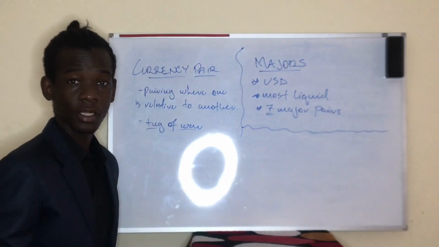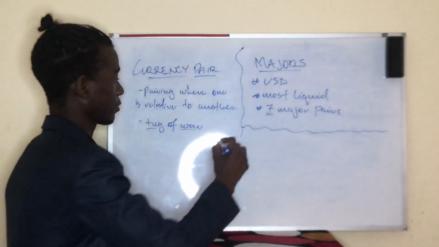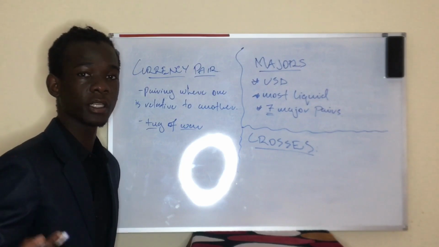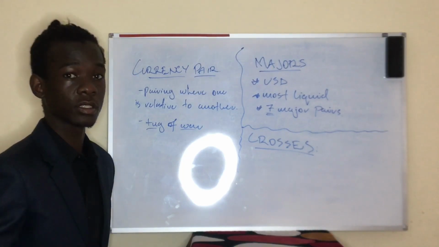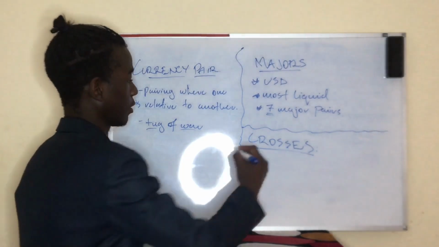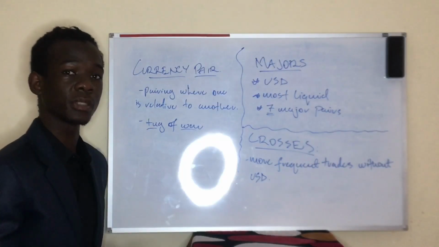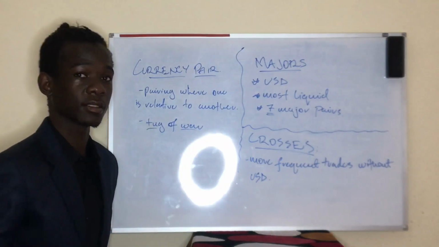The last thing we need to take away today is crosses. All crosses are more frequently traded pairs that do not contain the USD. When we think about crosses, just think of them coming in second place of majors, alright?